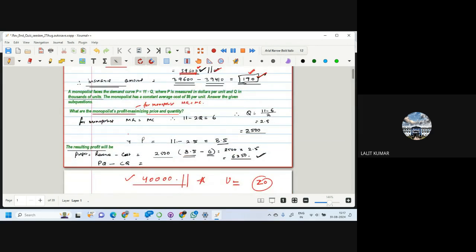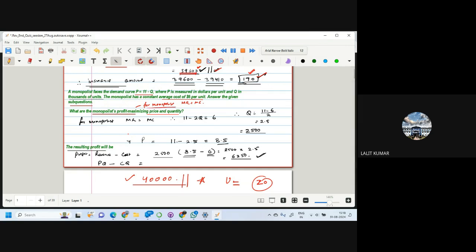The next question is: a monopolist faces the demand curve, where P is measured in dollars. The monopolist has a constant average cost of $6 per unit, which is MC. Answer the given questions. What are the monopolist's profit-maximizing price and quantity?